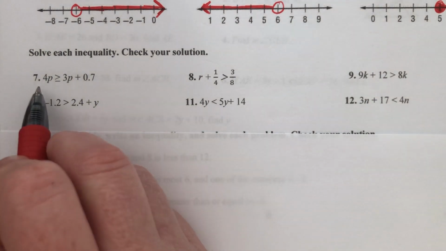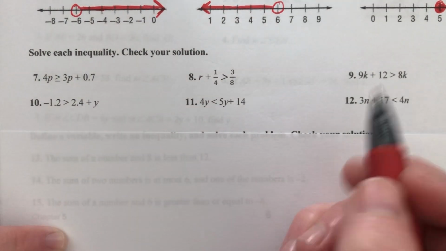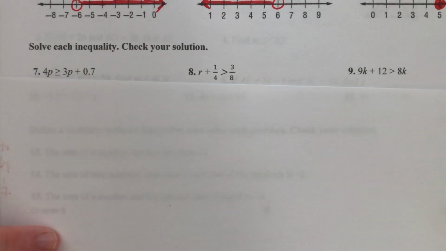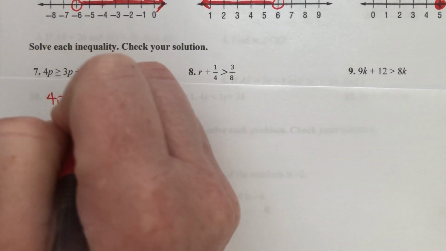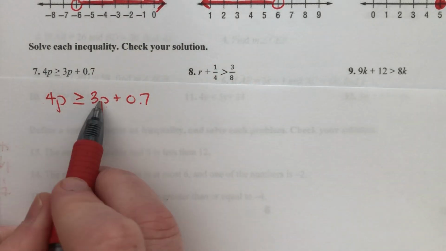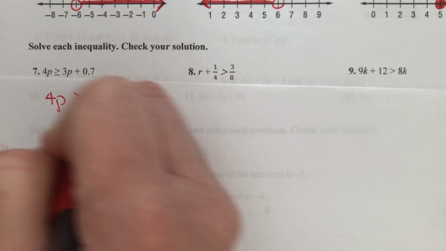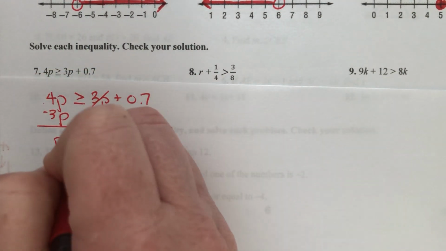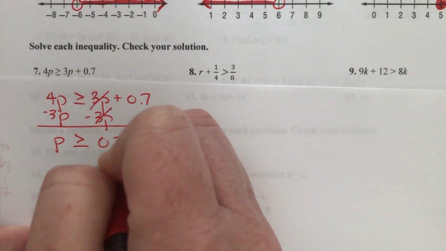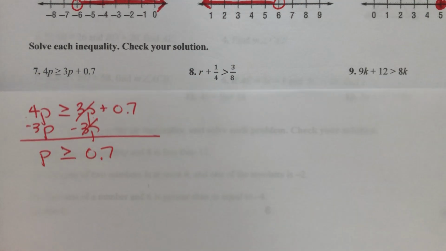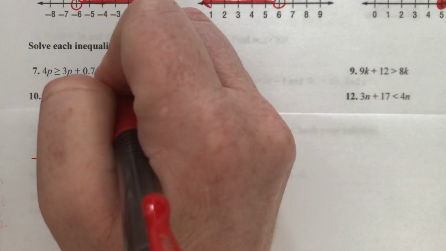All right, so here I have a decimal, but it doesn't matter. I'm not going to do anything with that decimal for number 7. Here, I'll cover this up. There. 4p greater than or equal to 3p plus 0.7. I want to get rid of the smallest p. So I'm left with 1p, bring down my sign, 0.7, done. Right? And you don't have to graph, so that's your answer. You're finished. P greater than or equal to 0.7.